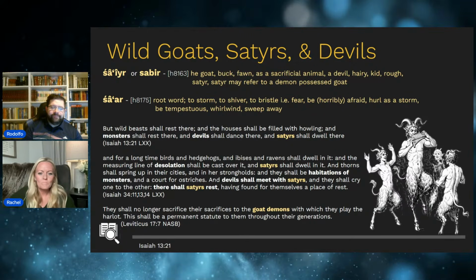And then in Leviticus, "They shall no longer sacrifice their sacrifices to the goat demons, with which they play the harlot. This shall be a permanent statute to them throughout their generations." So, just that same idea of, what God are you worshiping? It's funny that the translation is actually goat demon, and that potentially playing the harlot to that god too, and then it is a permanent statute. Don't do this, right?